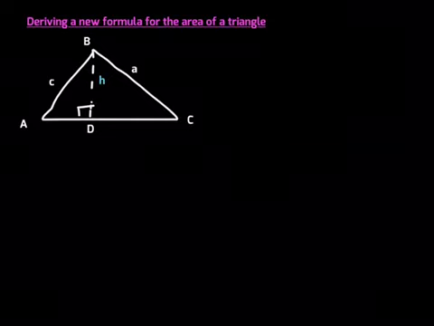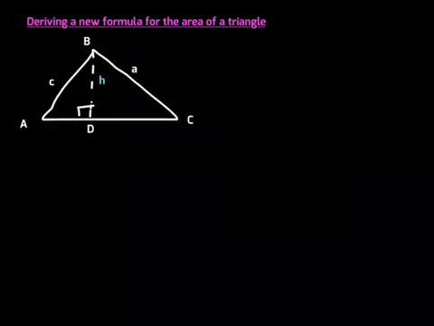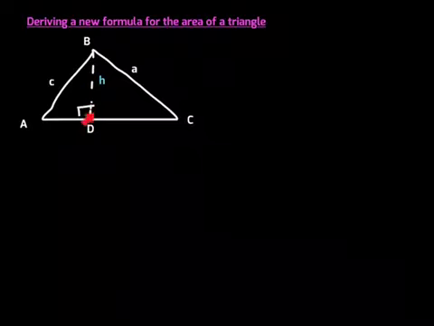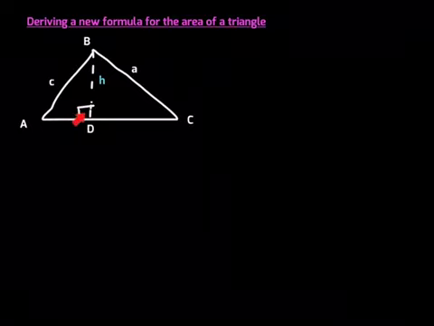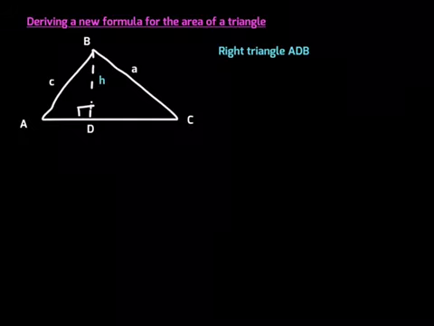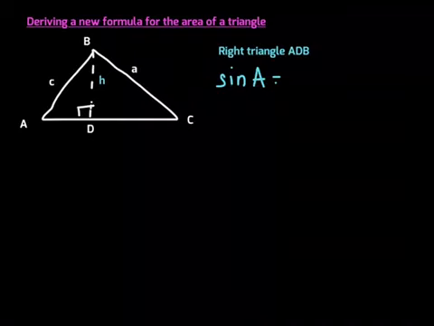I've started with that same oblique triangle that I had earlier, triangle ABC, and just like before, I dropped the perpendicular from vertex B down to side AC. Where this perpendicular meets side AC, I call that D, and this is now a right angle right there. All right, I want you to look at right triangle ADB, and I want you to notice that sine of angle A is equal to h over c, okay?